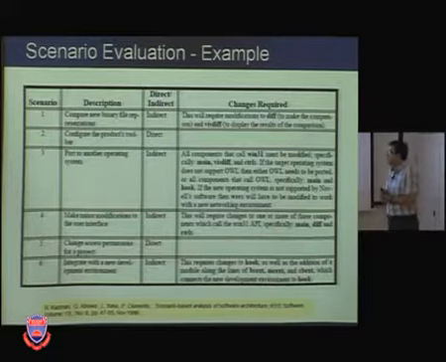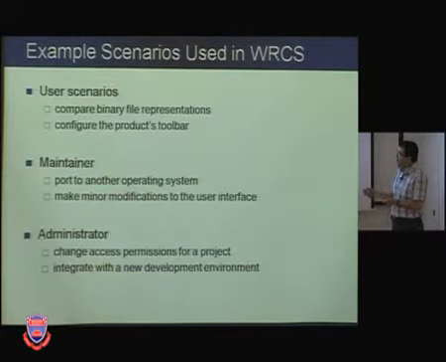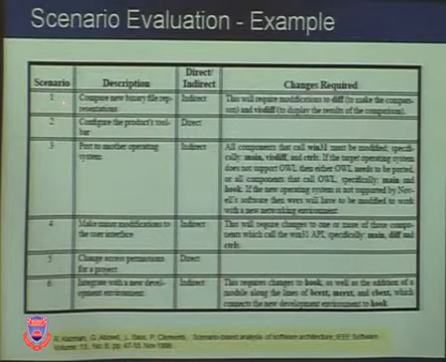This is again the example in the paper. We have these six scenarios, from the user, maintainer, and administrator. The user had the scenario compare new binary file representations. So what do we do in this case? We look at this scenario, we look at the architecture, and then we define the evaluation. Is it direct or indirect? Here they have decided that it's indirect. And this is the explanation. This scenario requires the modification to diff and physdiff components.